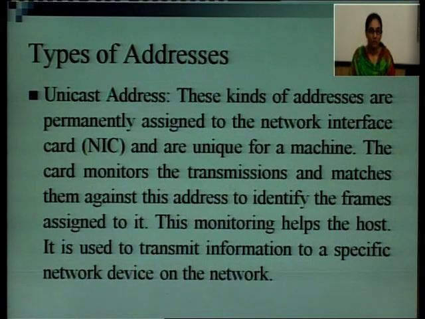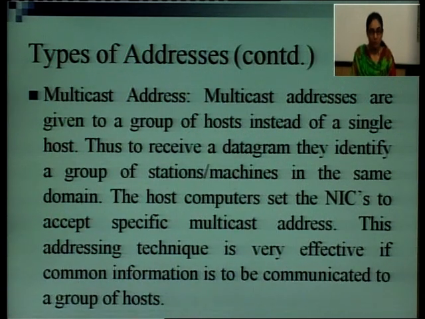The card monitors the transmission and matches it against this address to identify the frames assigned to it. This monitoring helps the host, and it is basically used to transmit information to a specific network device on the network. So unicast is the address which is used by a single host. Now the second address type of physical addressing is the multicast address.